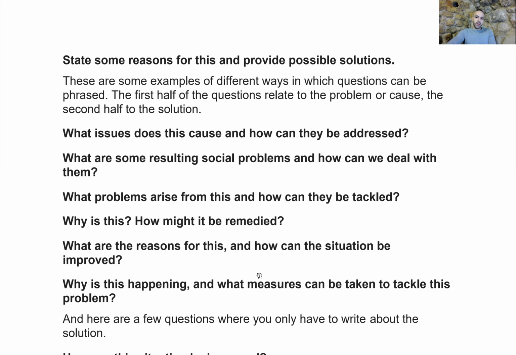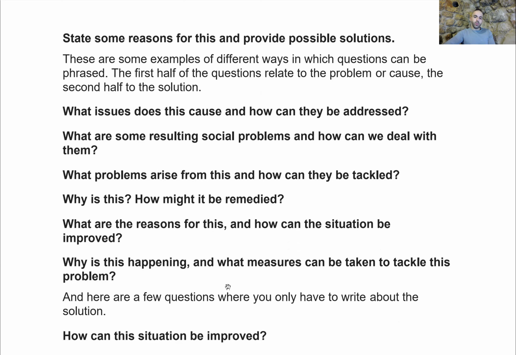Next one: what are the reasons for this and how can the situation be improved? So they are asking us about the reasons, so that's the causes. And how can the situation be improved means the solution. Why is this happening and what measures can be taken to tackle this problem? So that's the reason, the cause. When you see the word why, it means they're asking about the cause or the reason. And what measures can be taken to tackle this problem? So that means the solution.